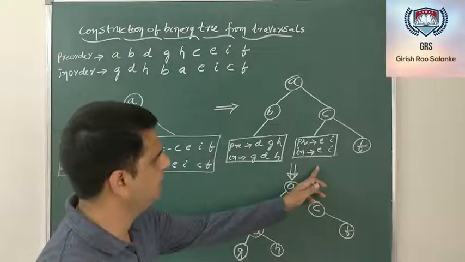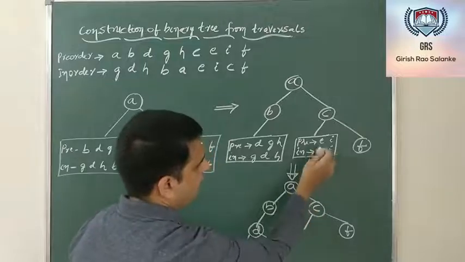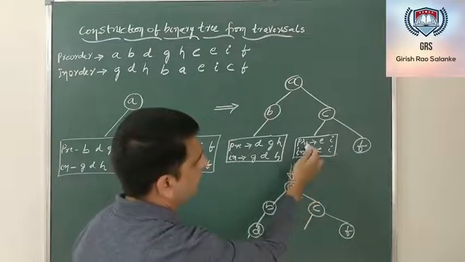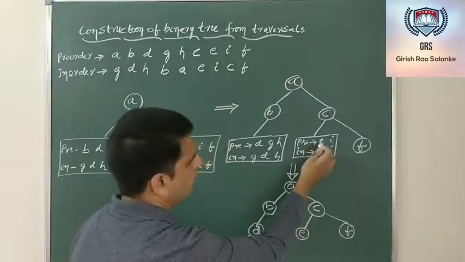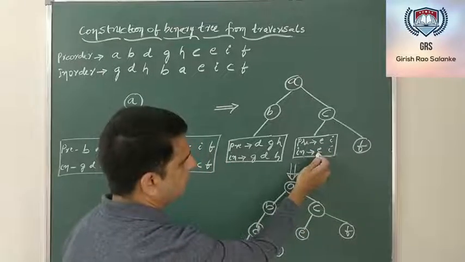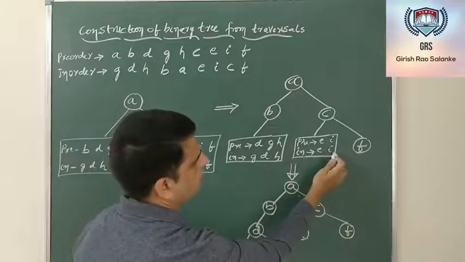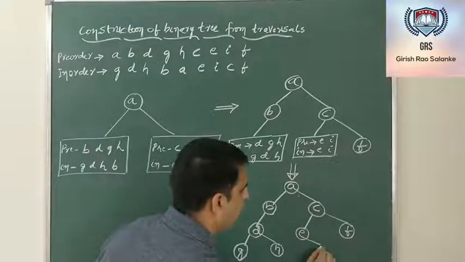Now coming to this part. So C's left subtree. In pre-order, E is first. So E has to be the parent node here. Now E in the in-order: to the left side of E there is nothing, but to the right side of E there is I. So I'll have I here.